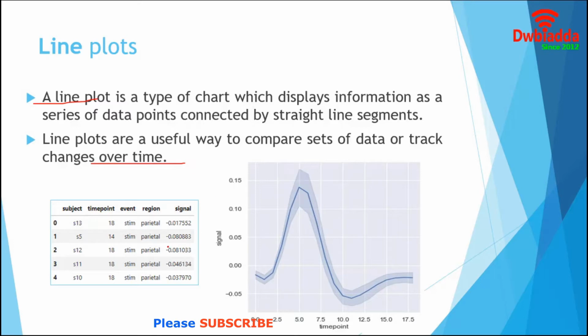In the below section, we have generated a line plot from the fMRI dataset. We set the time point variable on the x-axis and the corresponding signal on the y-axis. For each pair of x and y, our system generated points and connected them using straight lines. And finally, we got this beautiful line plot.